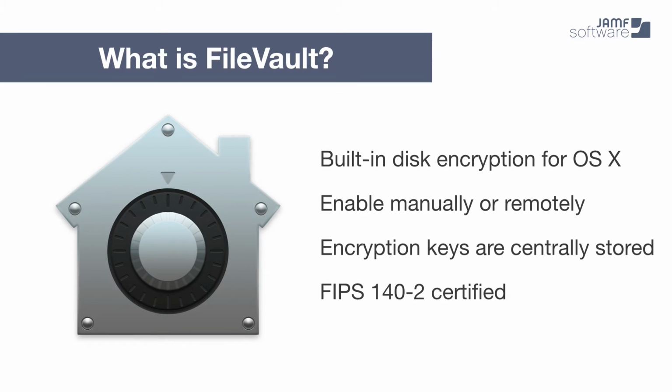On a Mac with OS X, we think of data at rest as using the built-in disk encryption. This is called FileVault. Now it's called FileVault 2, as this is the second major iteration that's been included with OS X. It's built into the operating system, so you don't have to add any additional software in order to encrypt a drive on a Mac. You can enable this manually, so a user can go in and turn this on themselves, or you as an IT admin can remotely enable FileVault across all the devices in your organization.